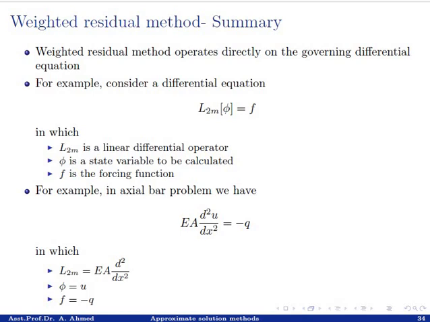For example, in the case of axial bar problem, we had the differential equation EA d2u over dx square equals minus q, in which the linear differential operator is d2 divided by dx square. Sorry for this EA term. So this is a constant. This is not a linear differential operator. So L2m is d2 divided by dx square. The state variable phi is u, and the forcing function f is minus q. Okay? So this is a very generic representation of the differential equation.